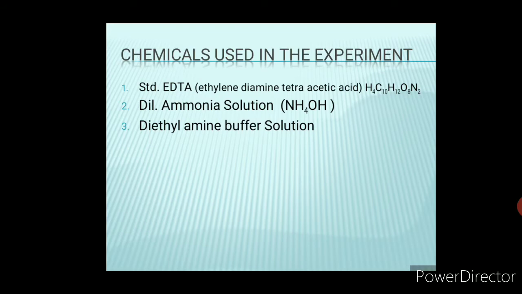Because in this experiment we need to maintain the pH at around 12.4. Why such a high pH? Why is the pH towards basic? You will understand. To maintain this pH of around 12.4, we need to add diethylamine buffer. So next is 1:1 glycerol solution. Now here glycerol solution is added to get a sharp endpoint.